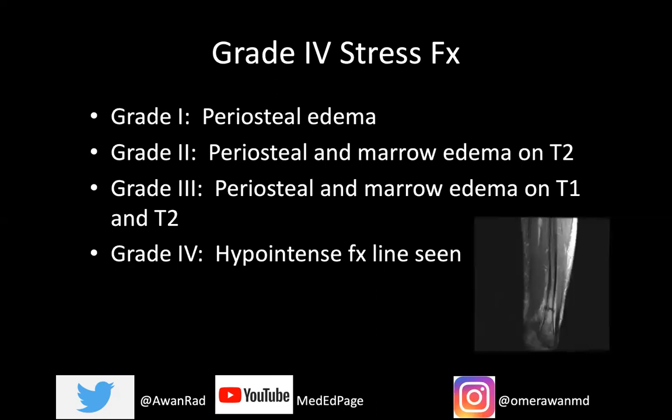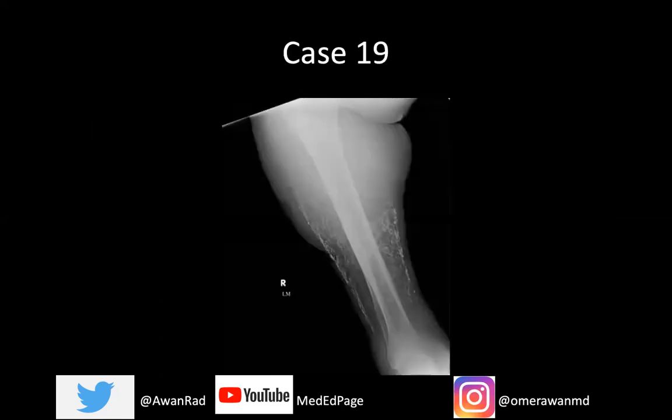A grade 2 is when you have periosteal or subperiosteal edema and marrow edema on T2, but the T1 looks normal. No fracture line. A grade 3 is when you have subperiosteal edema, marrow edema on T2, and on T1 it's dark. But again, no fracture line. When you start to see a fracture line, like in this case, it's a grade 4 stress injury.